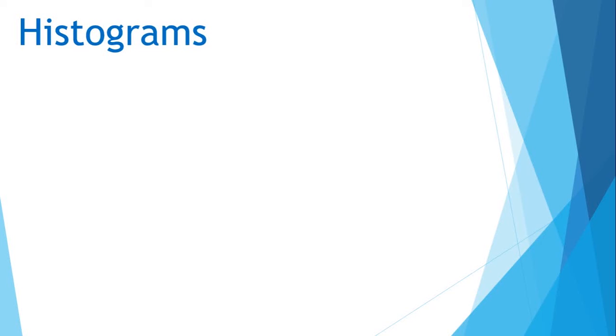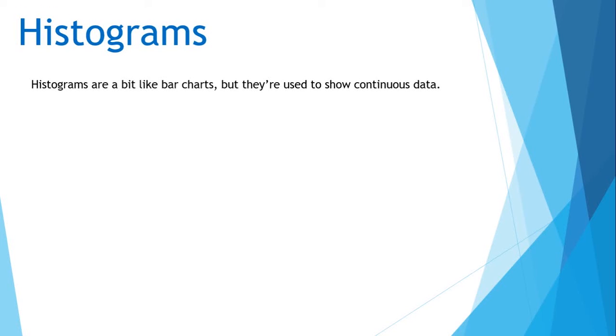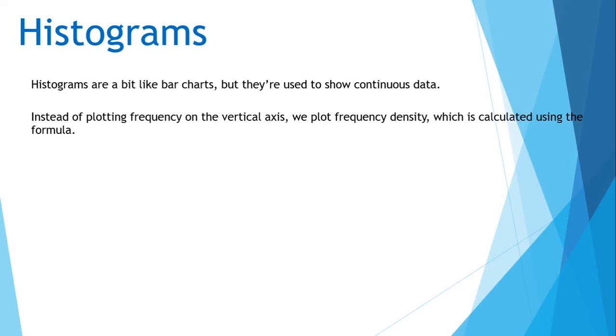And the last part will be about histograms. Histograms are a bit like bar charts, but they are used to show continuous data. Instead of plotting frequency on the vertical axis, we plot frequency density, which is calculated using the formula. Frequency density equals frequency over class width.